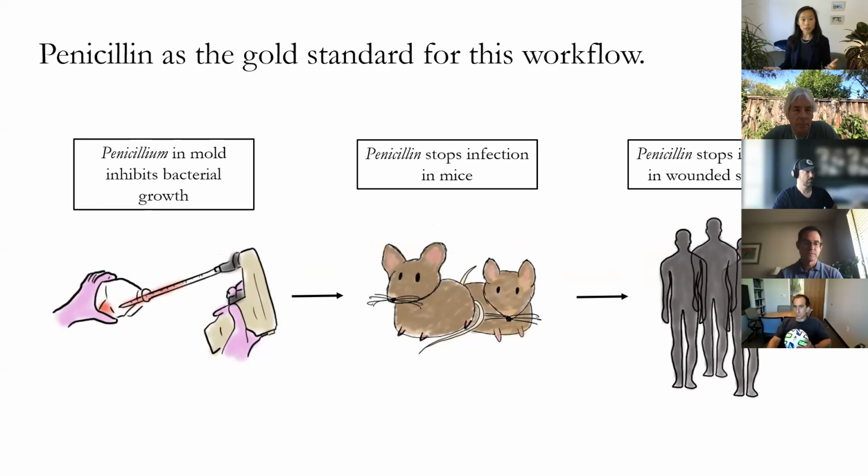So an example of how this can be perfect, in a perfect world, is Fleming's penicillin. Fleming found that penicillium mold was able to inhibit bacterial growth in a petri dish. He then gave it to mice, saw that it stopped infection, finally gave it to wounded soldiers, and saw that again it stopped infection in humans. So this is the gold standard for how this workflow can work perfectly.